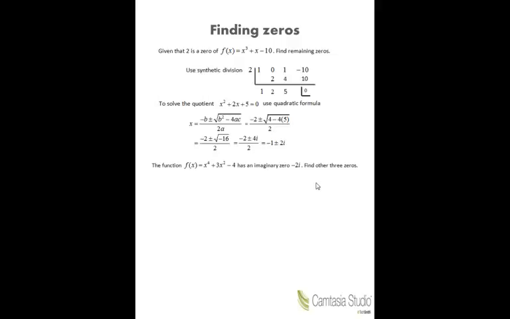Another example. The function f of x equals x to the 4 plus 3x squared minus 4 has an imaginary 0, negative 2i. Find the other 3 zeros. So for sure another 0 we know, which is 2i, because the given one is negative 2i, so the conjugate will be positive 2i. Then you can write x minus 2i, x plus 2i. This will be a factor of this polynomial.